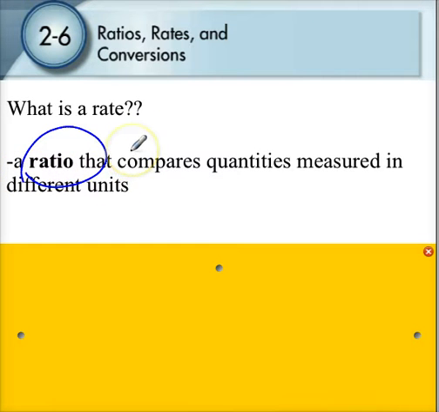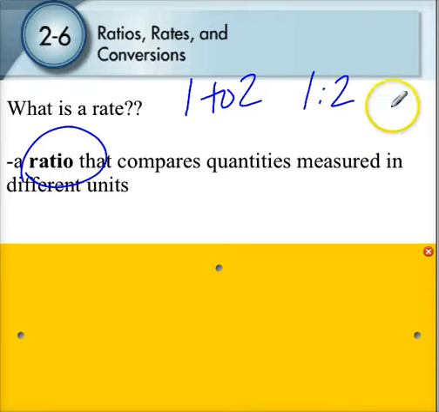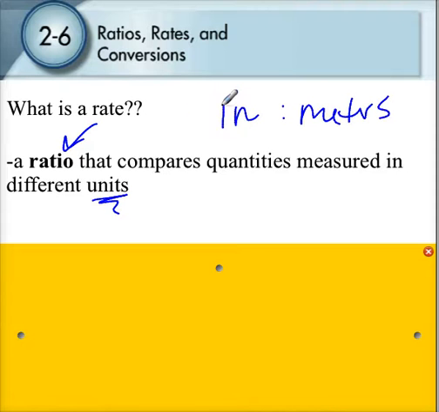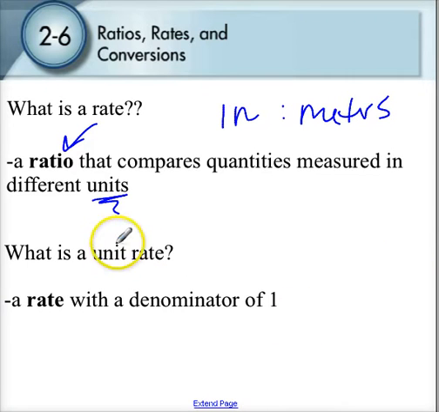Ratios compare two numbers, and we can write them two different ways. Let's say the ratio 1 to 2. We can write that with words, with a colon, or as a fraction. That's a ratio. Now, a rate is almost the same thing. It's a ratio, but they have different units. Maybe like inches to meters, or miles to gallon, something like that. That is a rate. A unit rate is a rate, but has a denominator of 1.